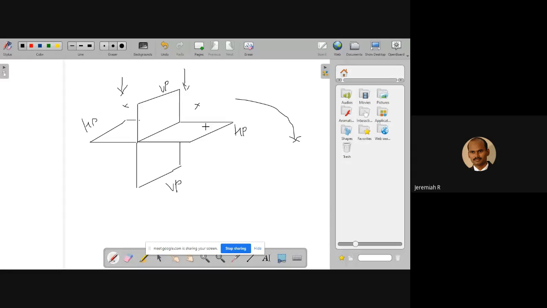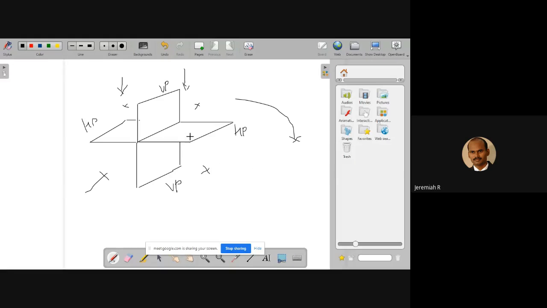We have seen the first case, a point is above HP in front of VP, and the second case, a point is above HP but behind VP, that is the backside of the vertical plane. The third case, a point is below HP but behind VP. And the fourth case, a point is below HP but in front of VP. So we have to draw the front view and top view.